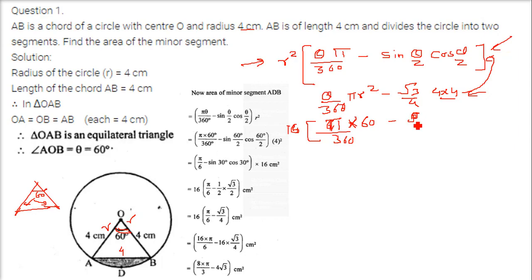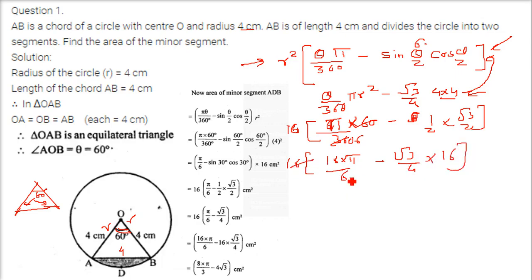Minus, I'm using this generalized formula. So sine theta by 2 is sine 60 by 2, so sine 30, which is half. And cos 30, which is root 3 by 2. So we have 16, and 6 sixes are 36. This is pi by 6. Now bring 16 inside. So you get 16 into pi by 6, minus root 3 by 4 times 16. Now bring 16 inside, and you get 8 pi by 3 minus 4 root 3. This is the answer. And even if you do it like this, you'll get the same one.